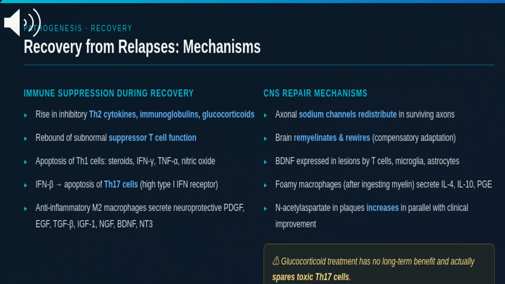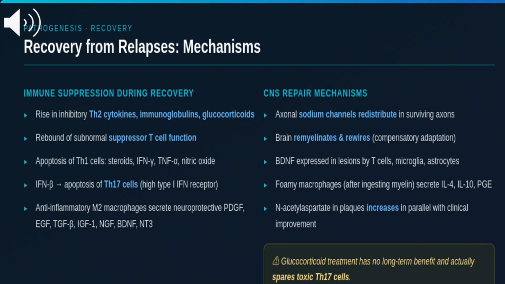The anti-inflammatory M2 macrophage subfamily contributes by secreting a remarkable array of neuroprotective growth factors, PDGF, EGF, TGF-beta, IGF-1, NGF, BDNF, and neurotrophin-3. On the CNS side, axonal sodium channels redistribute out of the nodes of Ranvier into demyelinated regions, restoring some degree of electrical conduction even in the absence of myelin. This is a genuine compensatory adaptation that contributes to clinical recovery beyond what remyelination alone would predict.